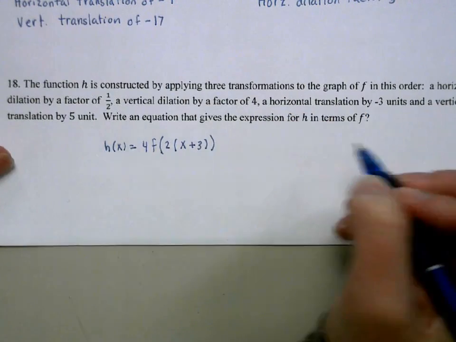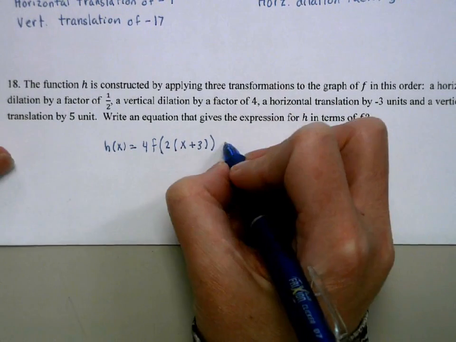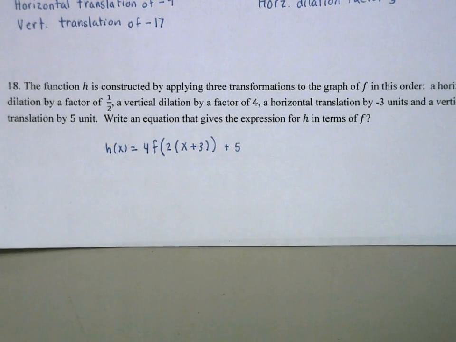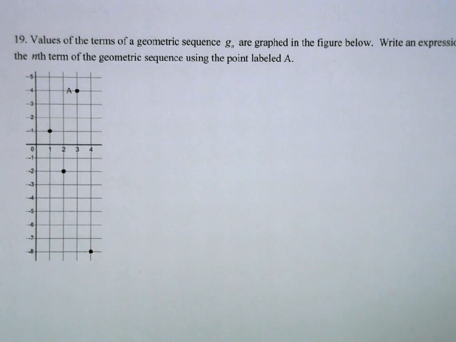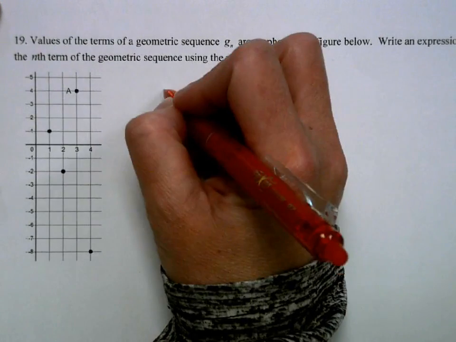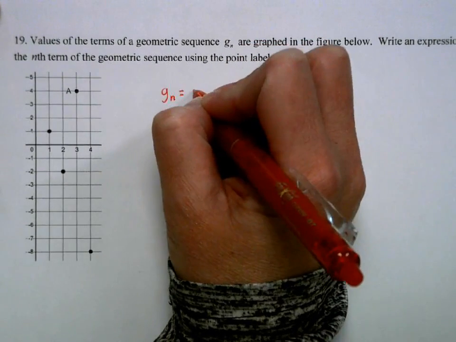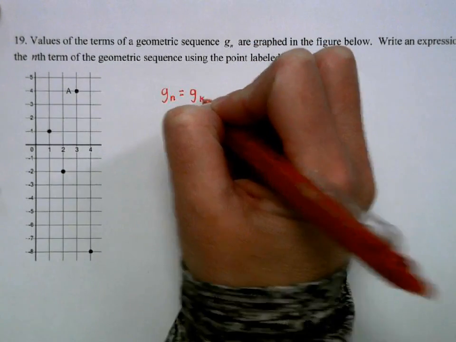Okay. So geometric sequences. So geometric sequences are when we're multiplying by some common ratio. We're going to write an expression for the nth term, which in general, and this is absolutely something you need to know, is g_n equals g_k r to the n minus k.